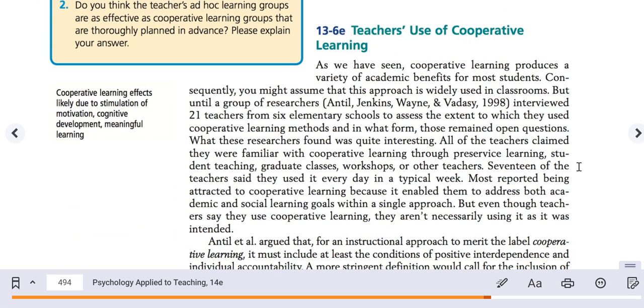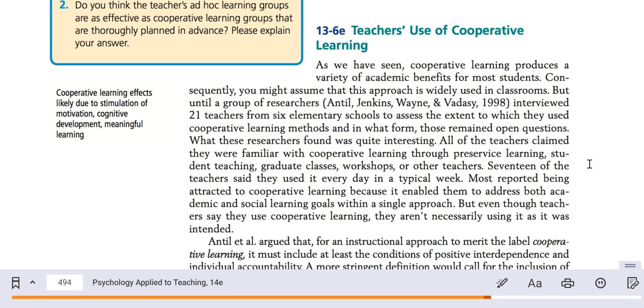Teachers' use of collaborative or cooperative learning. As we have seen, cooperative learning provides a variety of academic benefits for most students. Consequently, you might assume that this approach is widely used in classrooms, but until a group of researchers interviewed 21 teachers from 6 elementary schools to assess the extent to which they use cooperative learning methods and in what form, those remained open questions. What these researchers found was quite interesting.